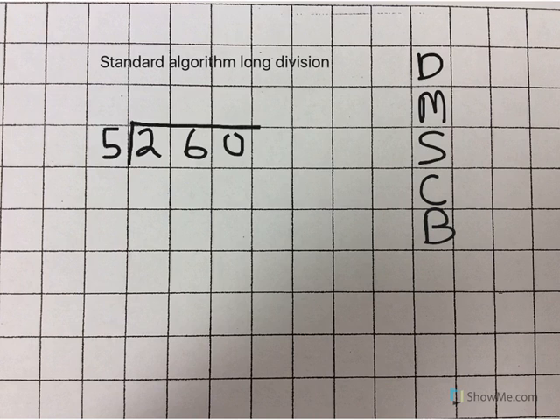So the first step is to divide. We're going to see how many times 5 will go into 2. 2 divided by 5. And since 5 is larger than 2, it will not go in, so that's 0 times. And we'll go ahead and do the next step, which is multiply. We'll put a mark by multiply.